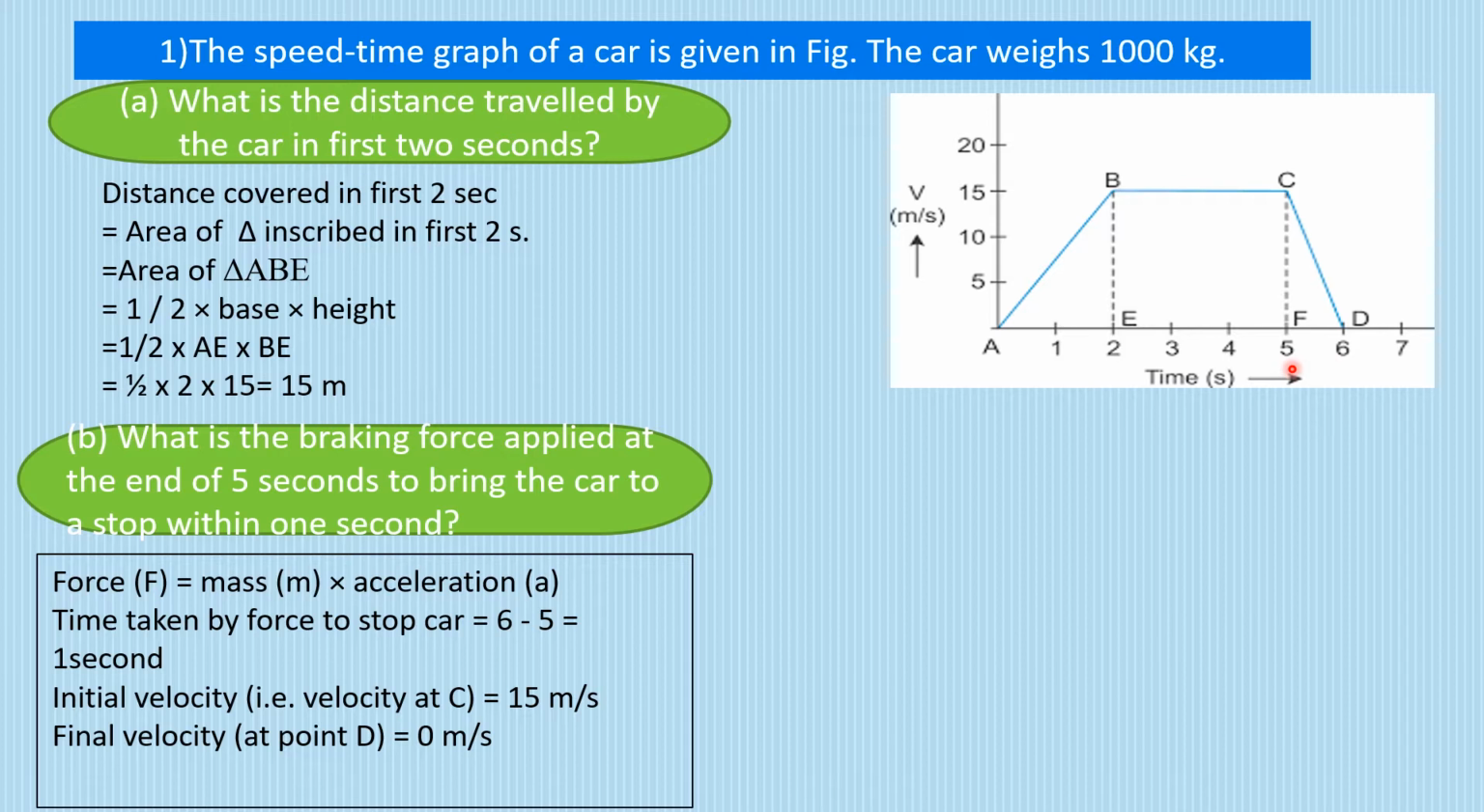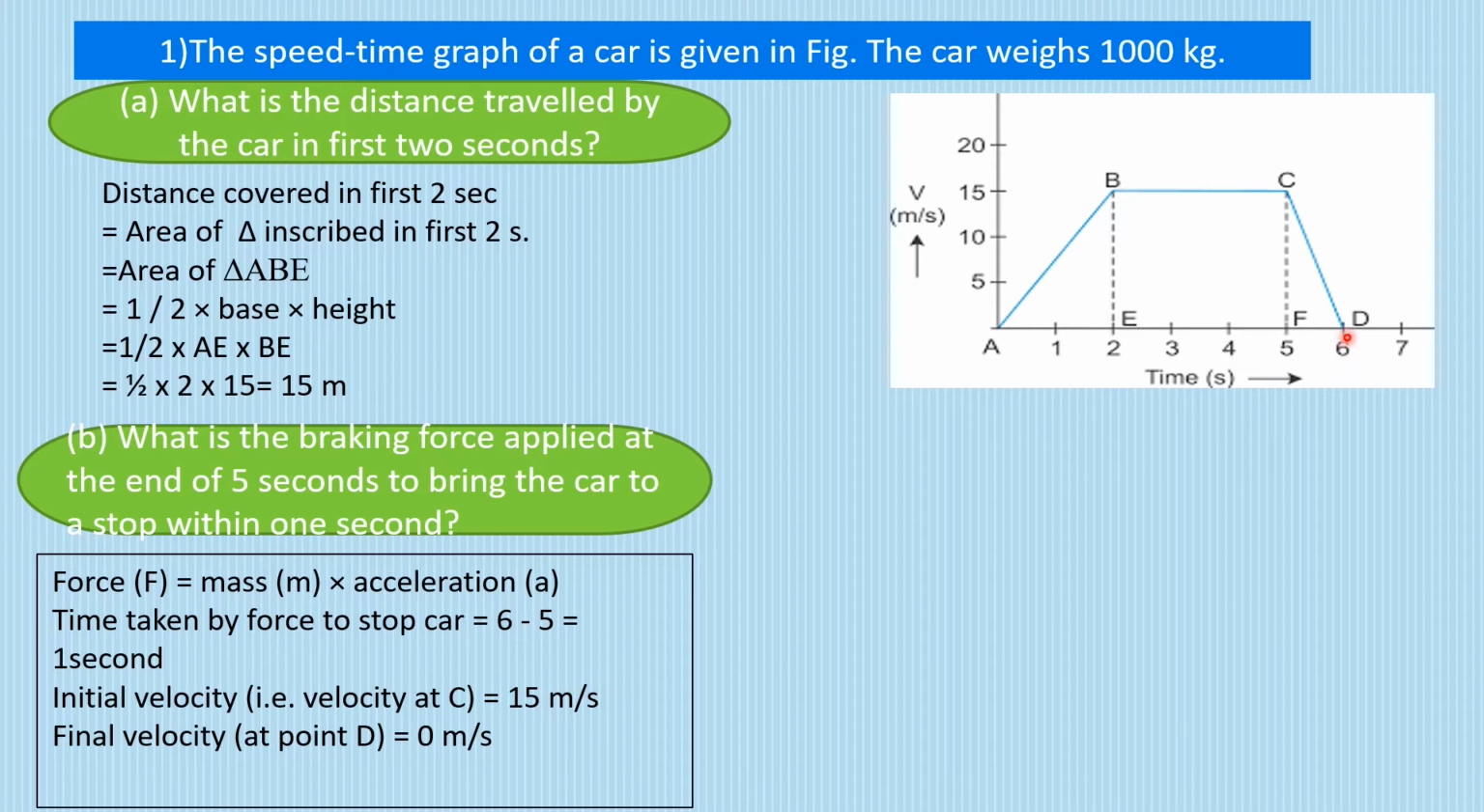So whatever the velocity is at 5 seconds, that is going to be initial. Whatever it is at 6 seconds, that is going to be the final. Where is the initial and what is the final and what is the initial value? How can we see that? So see, initial means where was the graph at 5 seconds? If we see the graph, it is at point C, right? So initial velocity would be at point C, which is nothing but 15 meter per second.